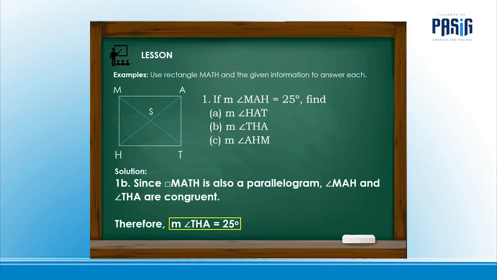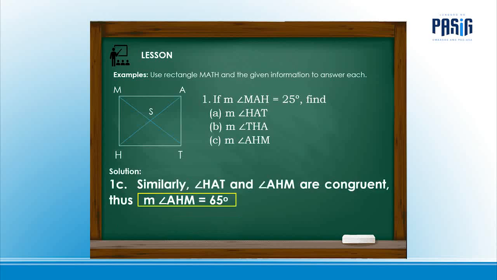Let us now solve for the measure of angle THA. So since quadrilateral MATH is also a parallelogram, angle MAH and angle THA are congruent. Therefore, the measure of angle THA is also equivalent to 25 degrees. Now, let us find the measure of angle AHM. Similarly, angle HAT and angle AHM are congruent. Thus, the measure of angle AHM is equal to 65 degrees.